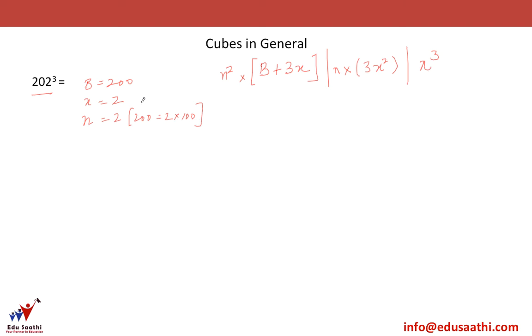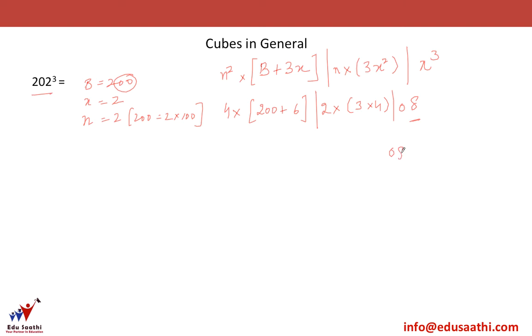So let's find out the answer. The first part is going to be 4 multiplied by base plus 3x. Base is 200 plus 3x. So 3 into 2 is 6. So this comes out to be 206. 2 multiplied by 3x square. So this is 3 into 2 square, which is 4. And then I'll have x cube. X cube is 8. Again, since 200 has 2 zeros, I need to have 2 digits here. So I'll write a 0 here.